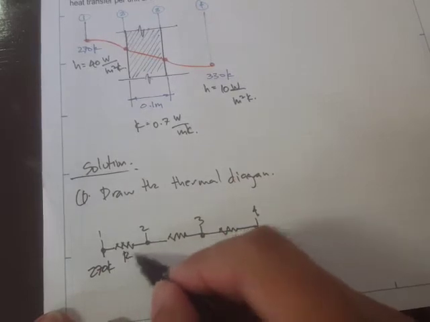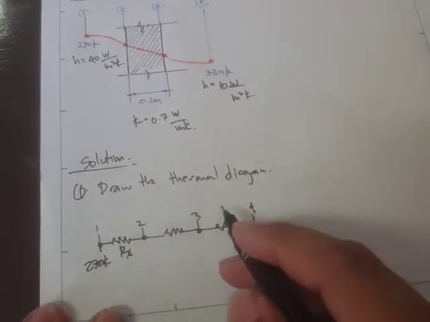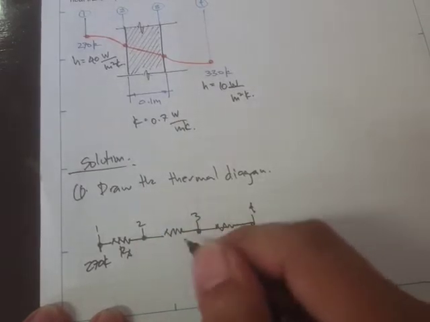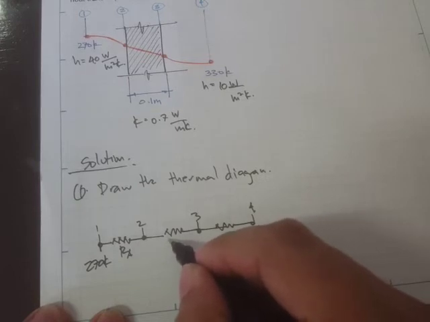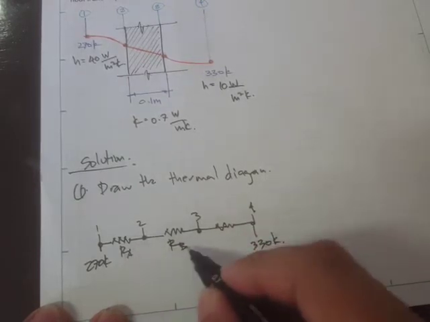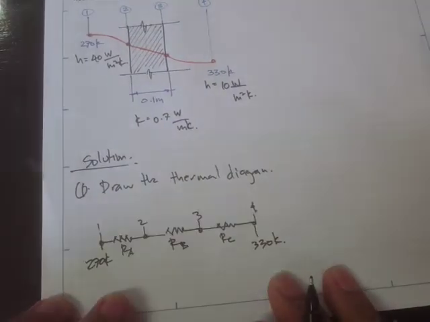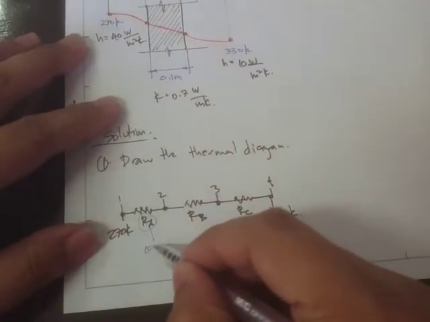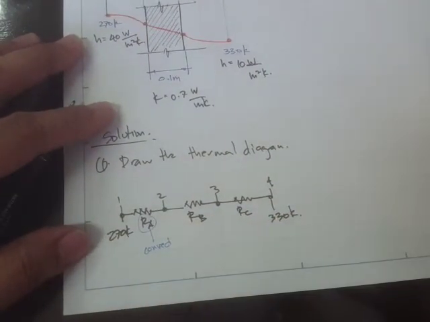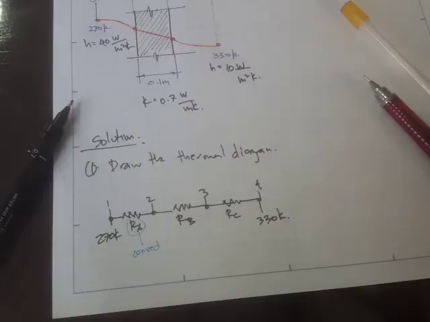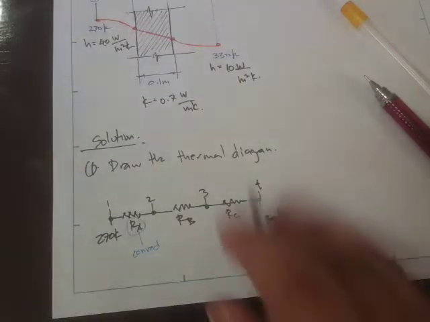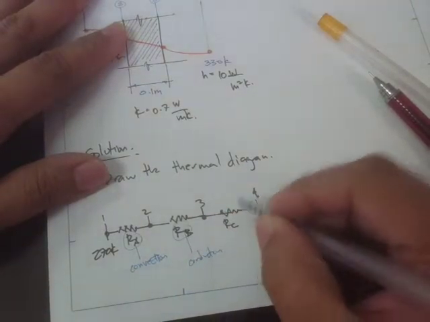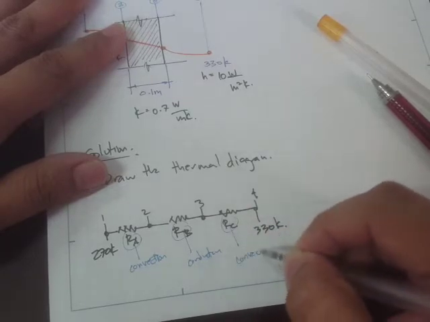So this one, let's label this as R sub A for the convection, or you can use R sub C, but that doesn't matter. Let's just write here R sub A, R sub B, R sub C. So this one is for convection, this one is conduction, and this one is for another convection.